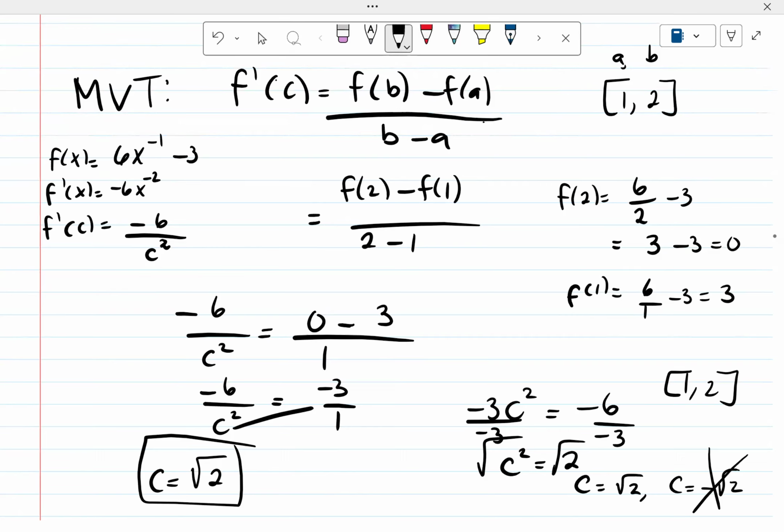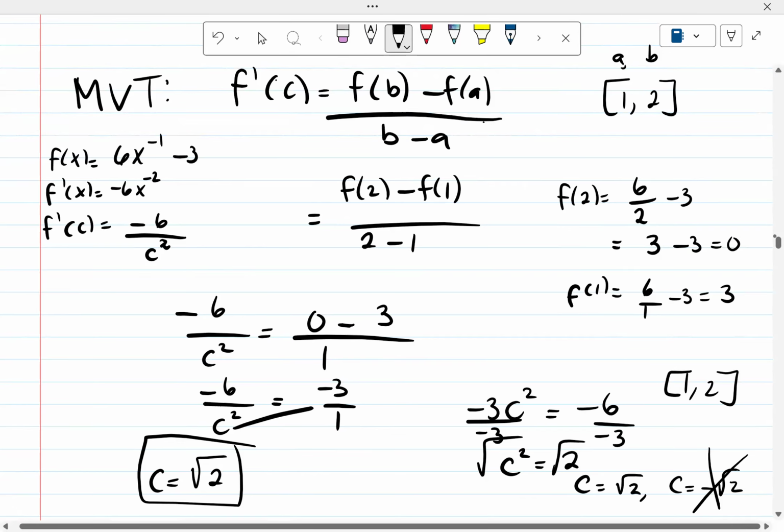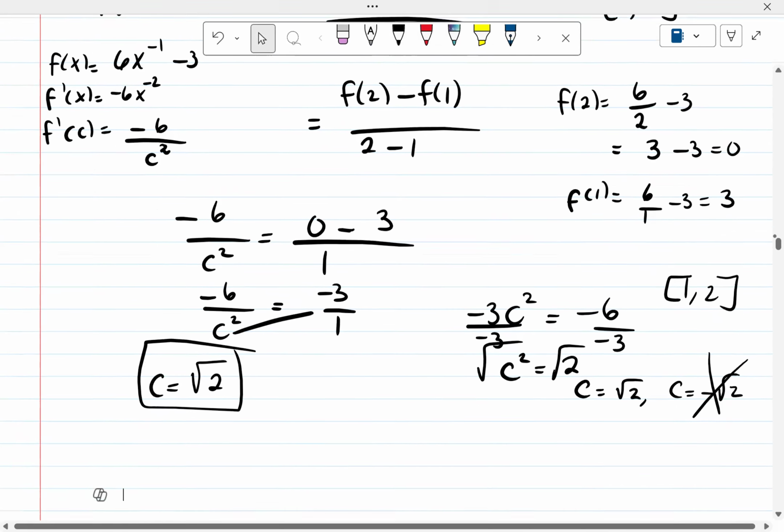Okay. Okay, give me 1 second. Copy that down. Okay, I'm back. So c is square root of 2. So let's move on.